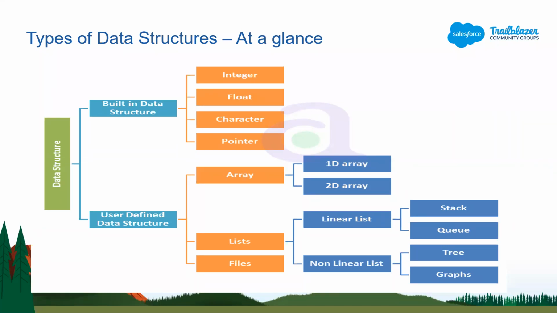Now, user-defined data structure can be divided into three parts, which are array, list, and files. Array can be further divided into the one-dimensional array, which is a linear structure, we can say, and the two-dimensional array, which we can say is the matrix.